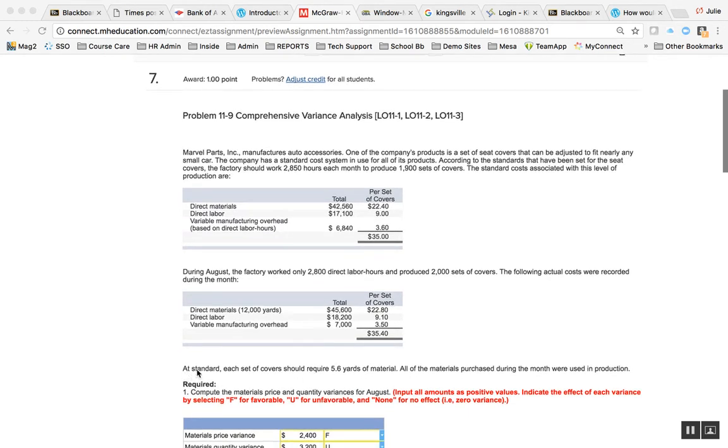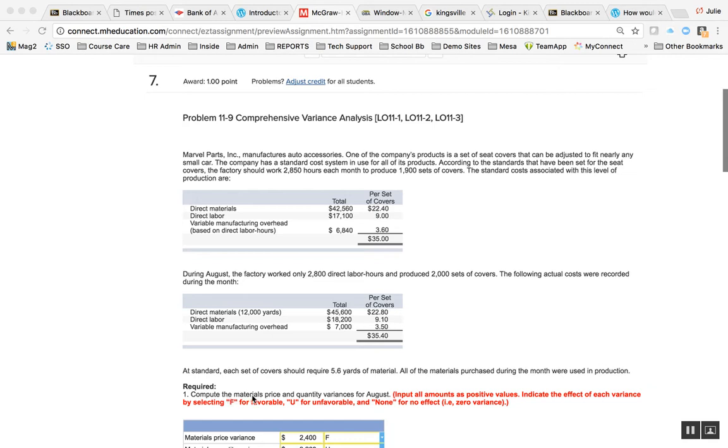And then it says at standard, here's a little bit more information about how much of the materials are used, and they want to know what the price variance was. Did I pay more or less than I, quote unquote, should have? And what is the quantity variance? Did I use more or less than I, quote unquote, should have?